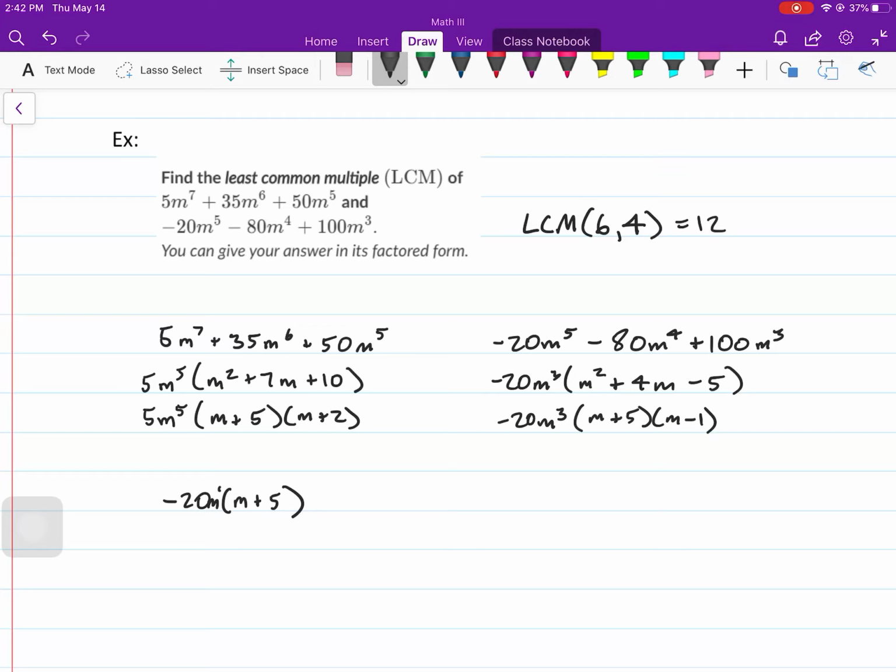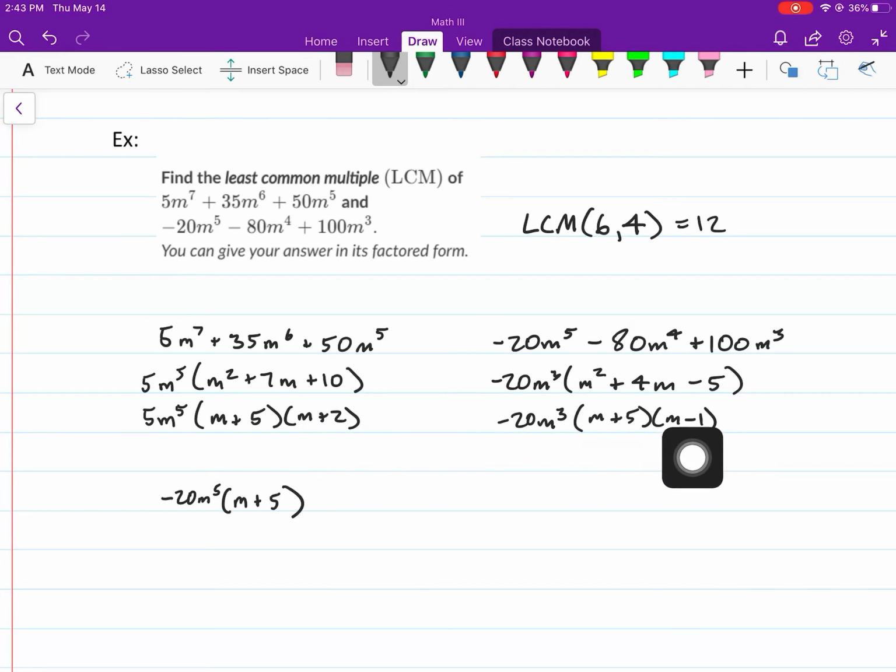And then m to the 3rd. Well, m to the 5th already includes the m to the 3rd. So you don't have to put m to the 8th. Basically, you don't want to multiply those together. Just pick the least that you can, least common multiple. So we at least have to have the m to the 5th in there. This already includes it.